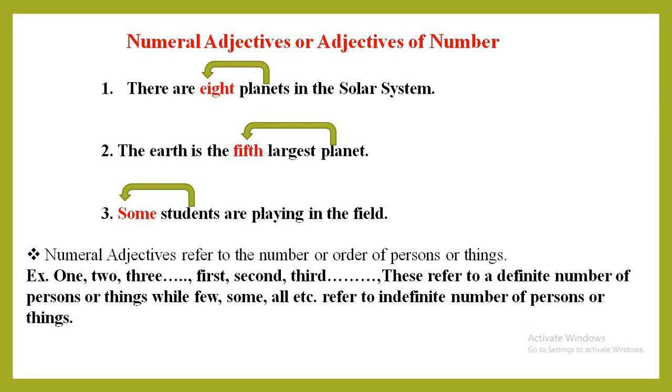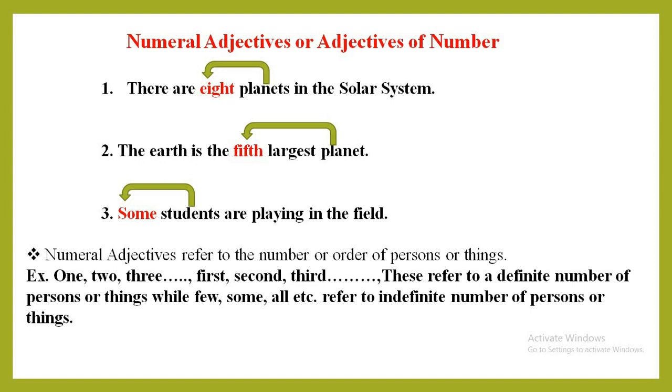Second is, the Earth is the 5th largest planet. Here, the word 5th denotes the order. Third is, some students are playing in the field. In this example, some denotes indefinite number of students. So students, numeral adjectives refer to the number or order of persons or things.